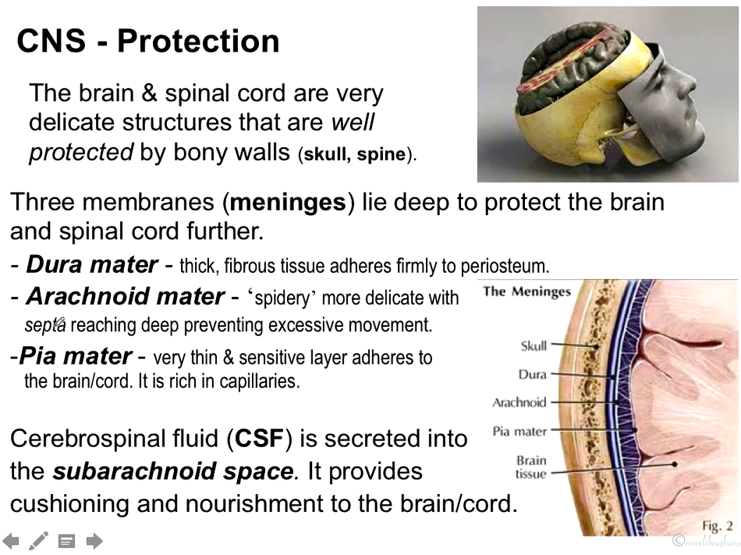The brain and the spinal cord are very, very delicate organs. They need to be well protected by a bony wall. So the skull here is a pretty hard, helmet-type bony wall. And down below in the spinal cord, we're going to have the spine itself, the bones. We also have, deeper to the bones, three membranes. They're known as meninges, and they protect the brain and the spinal cord even further.